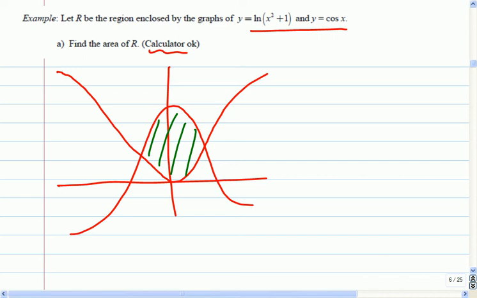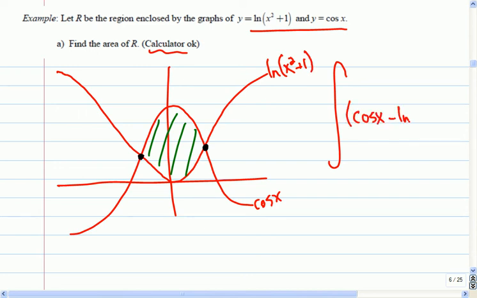So this is the picture that hopefully you're working with, or something that looks similar. In order to integrate, I need to find out what those points are. The integral itself is not that difficult once you look at the picture. The integral is going to be the top function, which is cos x, and the bottom function, which is natural log x squared plus 1. So cos x minus natural log x squared plus 1.